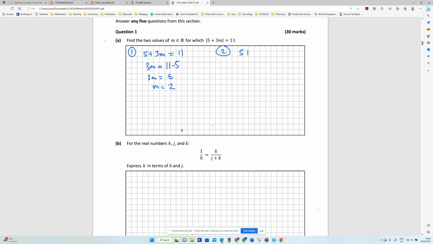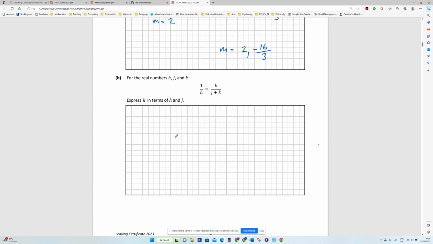Second one then is where the absolute value is equal to minus 11. So here it's 3m is equal to minus 16, when I bring over the 5. So m is going to be equal to minus 16 all over 3. So there are your two answers: m is equal to 2 and minus 16 over 3.